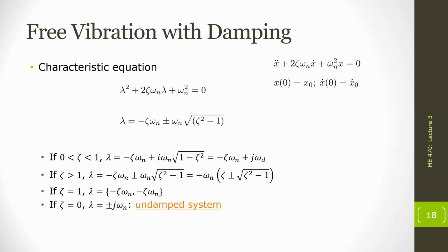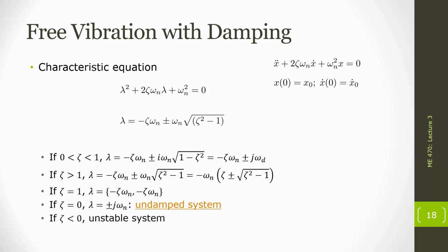If we have a zeta value equal to 0, the real part of the characteristic equation's roots is going to be 0, so it's going to be purely imaginary. It will just be plus or minus j omega n. And this gives us an undamped system. This is exactly what we saw in the previous subsection. We had purely imaginary roots that were complex conjugates of each other, and we saw how to solve those undamped systems. So if this is our zeta value, we already know how to handle this from the previous subsection.